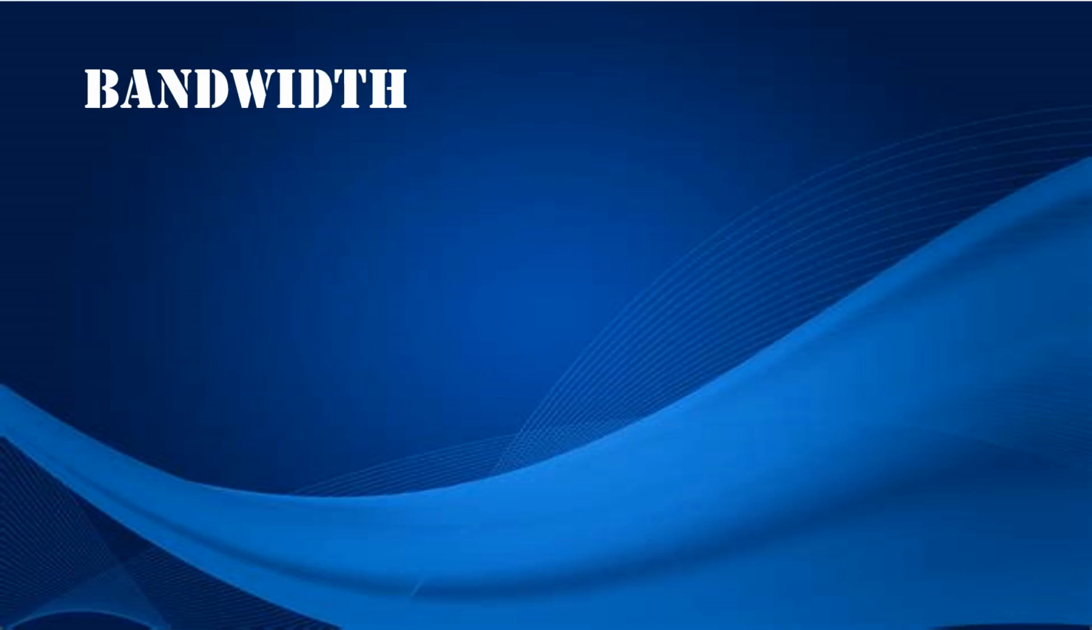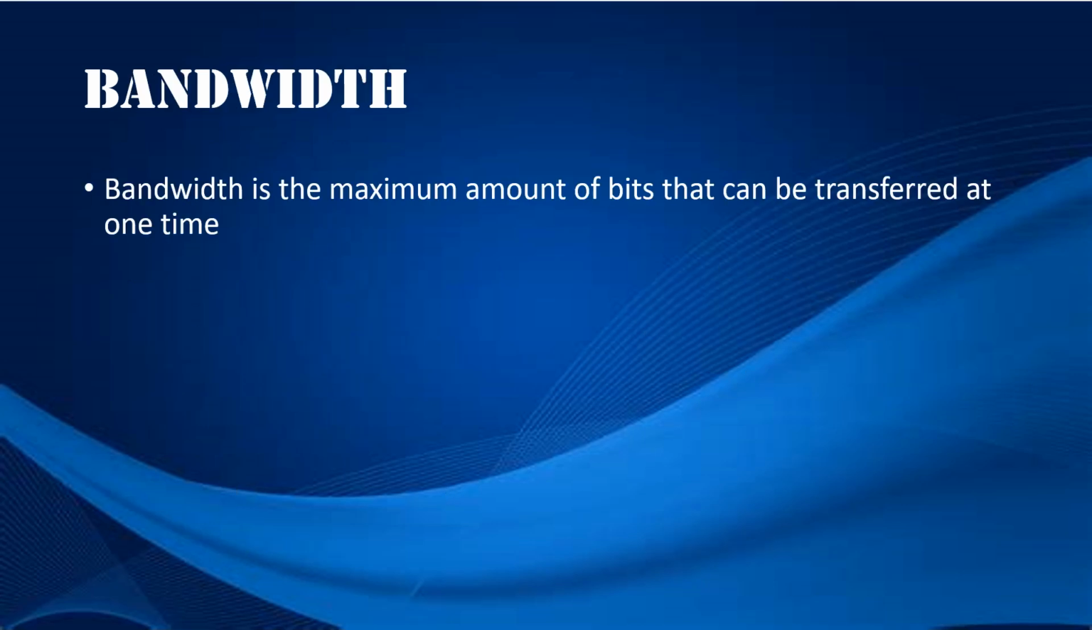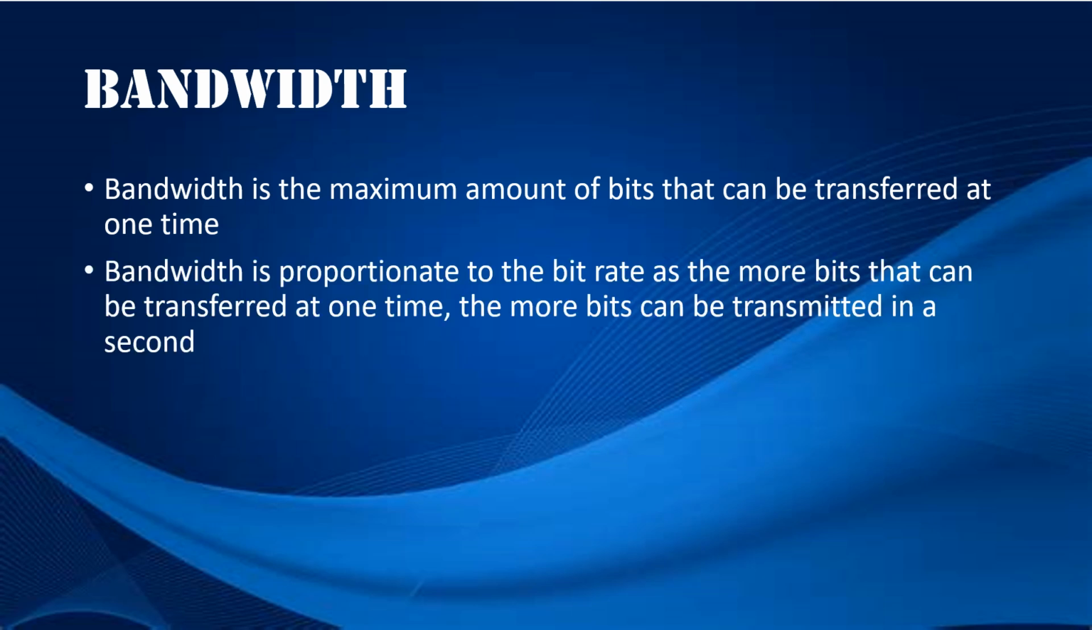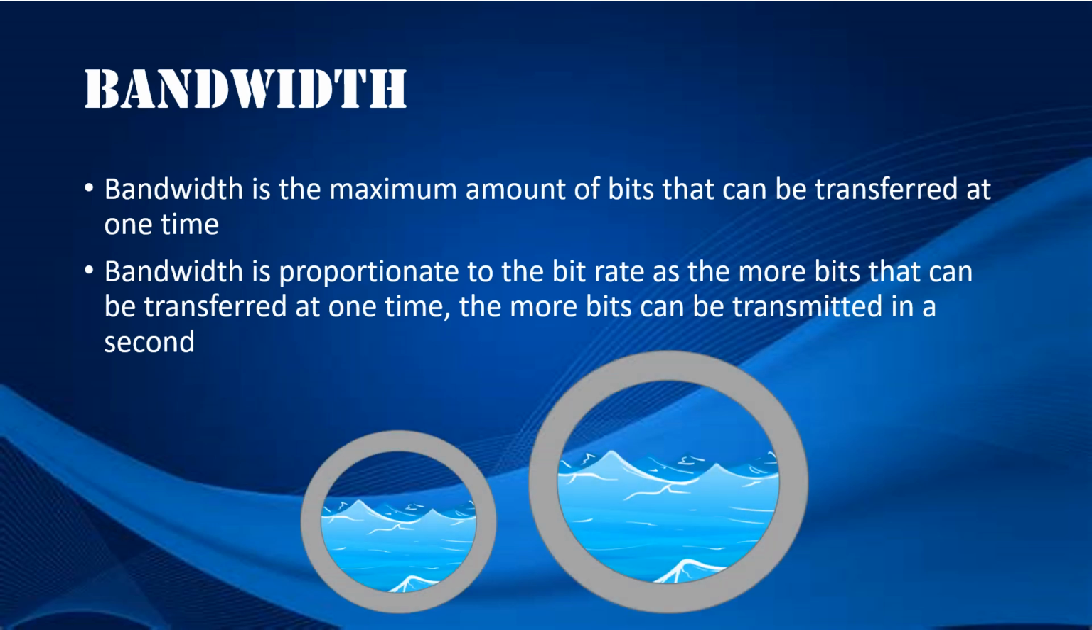Bandwidth is the maximum amount of bits that can be transferred at one time. Bandwidth is proportionate to bit rate, as the more bits that can be transferred at one time, the more bits can be transmitted in a second. The usual analogy made about bandwidth is to think about water flowing down a pipe. The larger the pipe is, the more water can flow in a second.